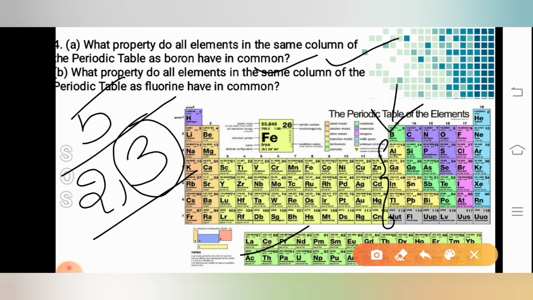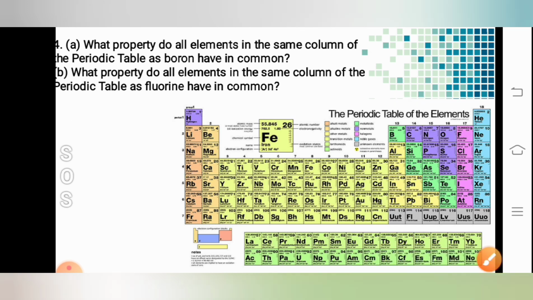So other elements like aluminium, gallium, indium, thallium, whichever elements are present in the 13th group, have the same number of valence electrons on their outermost shell. Similarly, boron also has the common property.